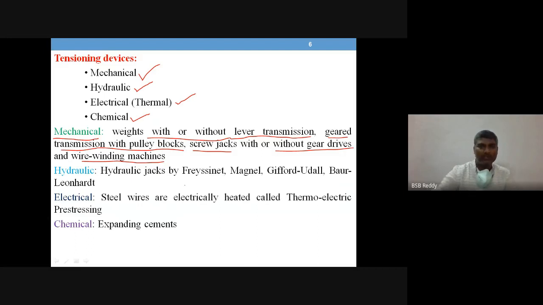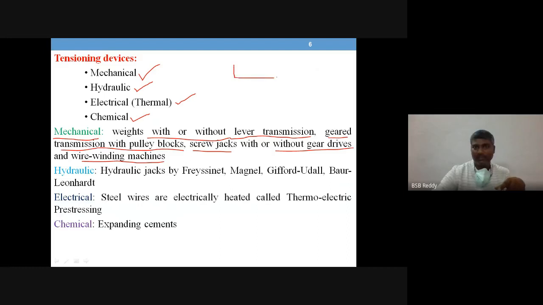So either you can use the weights, with or without lever transmissions, and the geared transmissions with pulley blocks, or screw jacks, screwing the tendon will also induce tension. Or pulley blocks can also be used for tensioning.